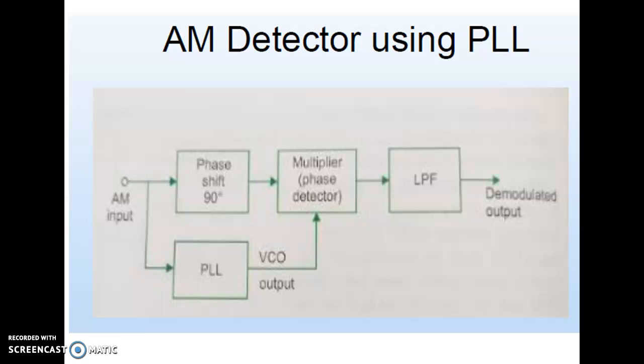output. The low pass filter will allow only those frequency components which are close to the carrier and lower than it. The advantage of using the AM detector using PLL is its high noise immunity, which is not possible to obtain using a conventional peak detector type of AM detector.